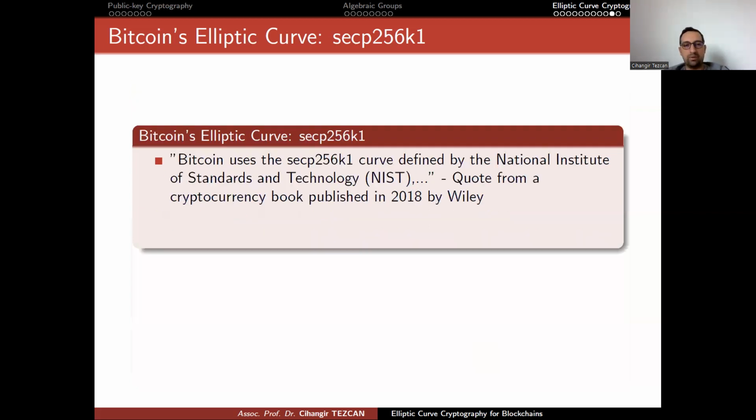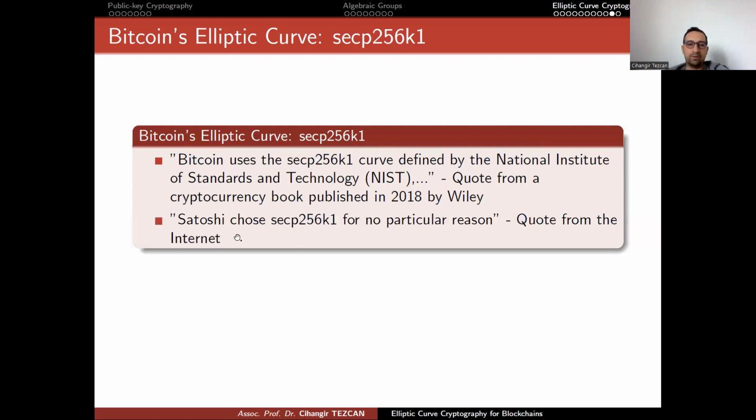So this is important. There are some misunderstandings because, for instance, I recently read a book published in 2008 about Bitcoins or cryptocurrency. In the book, it says Bitcoin uses the secp256k1 curve defined by the National Institute of Standards and Technology, NIST. This is wrong. This is not defined by NIST, and actually, it wasn't a NIST standard for a very long time.